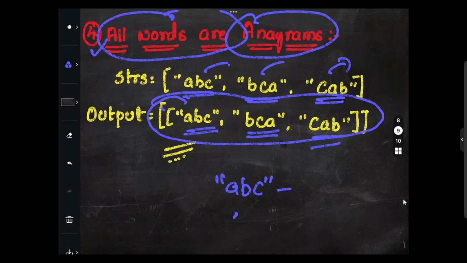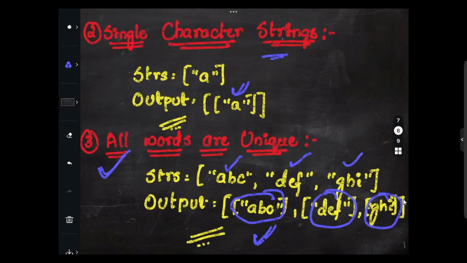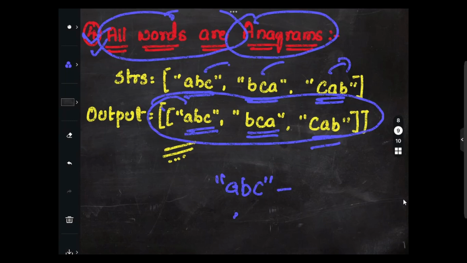So I hope this is clear. These are the four edge cases that we need to consider here. The first one is empty string input. The second one is single character string. The third one is all words are unique, and the fourth one is all words are anagrams, right? So I hope all the edge cases are clear.